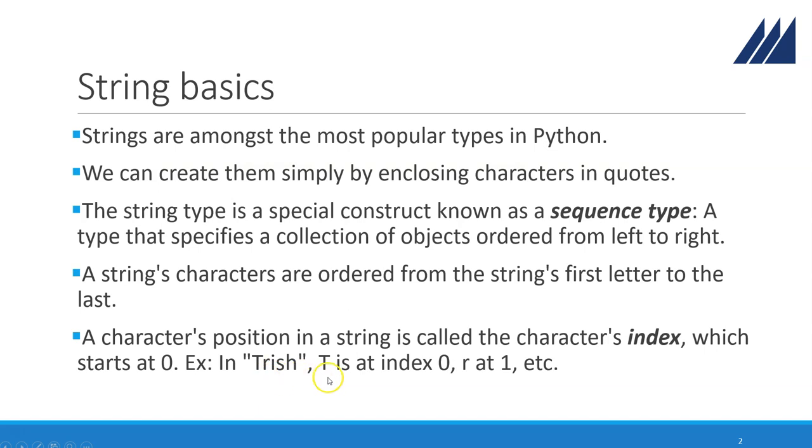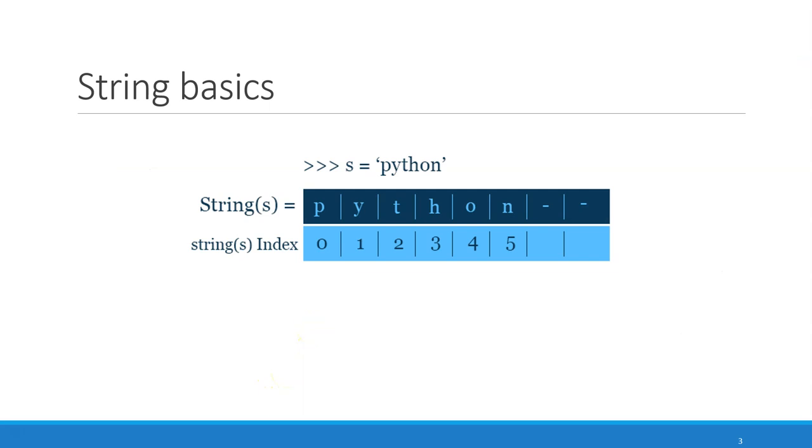As you see from this example, it has 1, 2, 3, 4, 5 letters or characters. The first letter, which is T, is located at index 0, and R is located at index 1, and so on and so forth. Okay, let's take a look at this picture. It makes it a really nice, easy way to present strings.